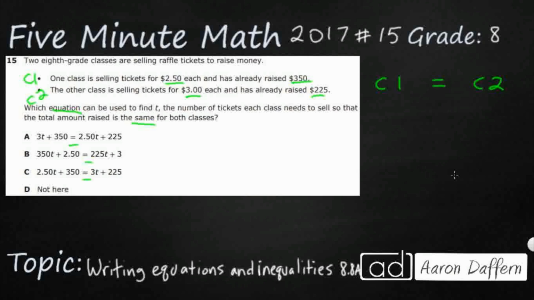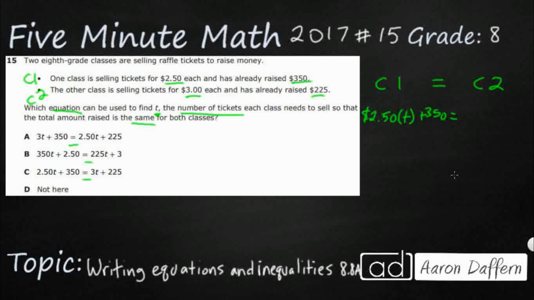So let's go back and see what kind of numbers we can get from here. One class is selling tickets for $2.50 each, and T is our unknown. That is the number of tickets. So we need $2.50 for each ticket. I'm just going to put a parenthesis there. And then we've already raised $350. This kind of reminds me of the slope-intercept form, where we have this constant, this 350, that's not changing. And then the amount of money sold changes depending on how many tickets you've sold, and that changes by 2.50. All right, so that's going to be our class 1.